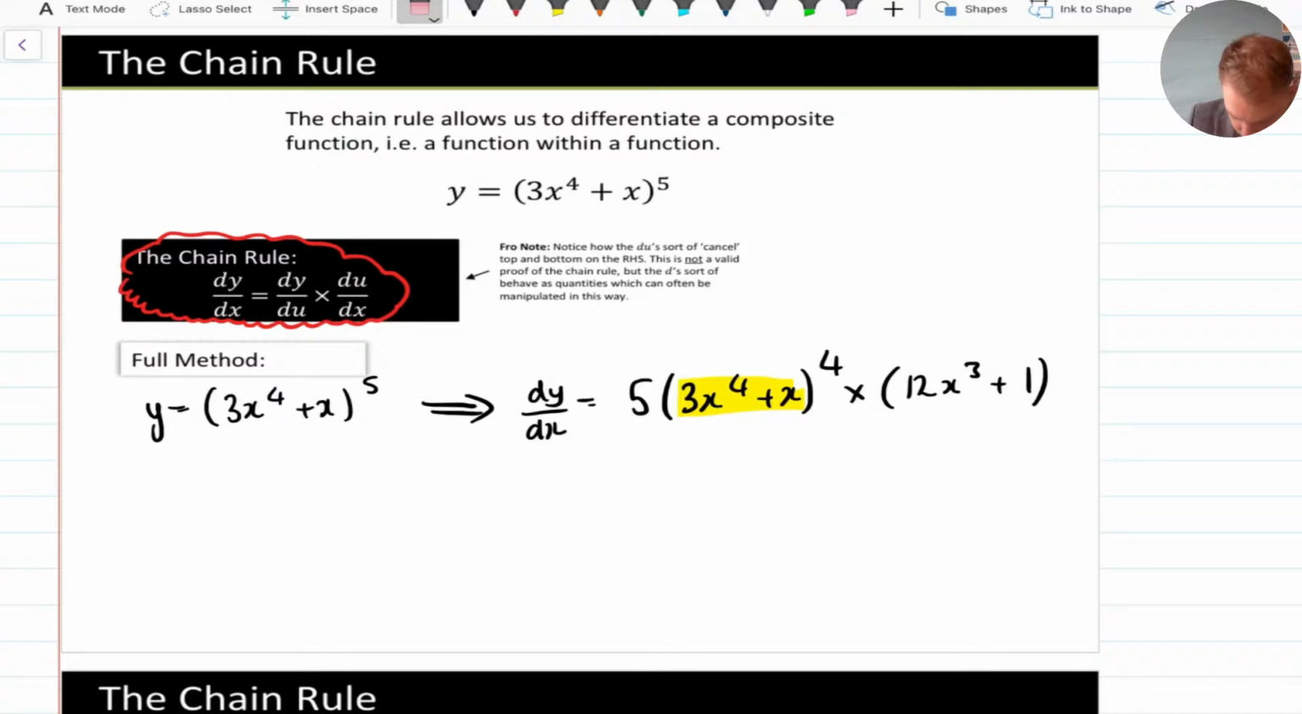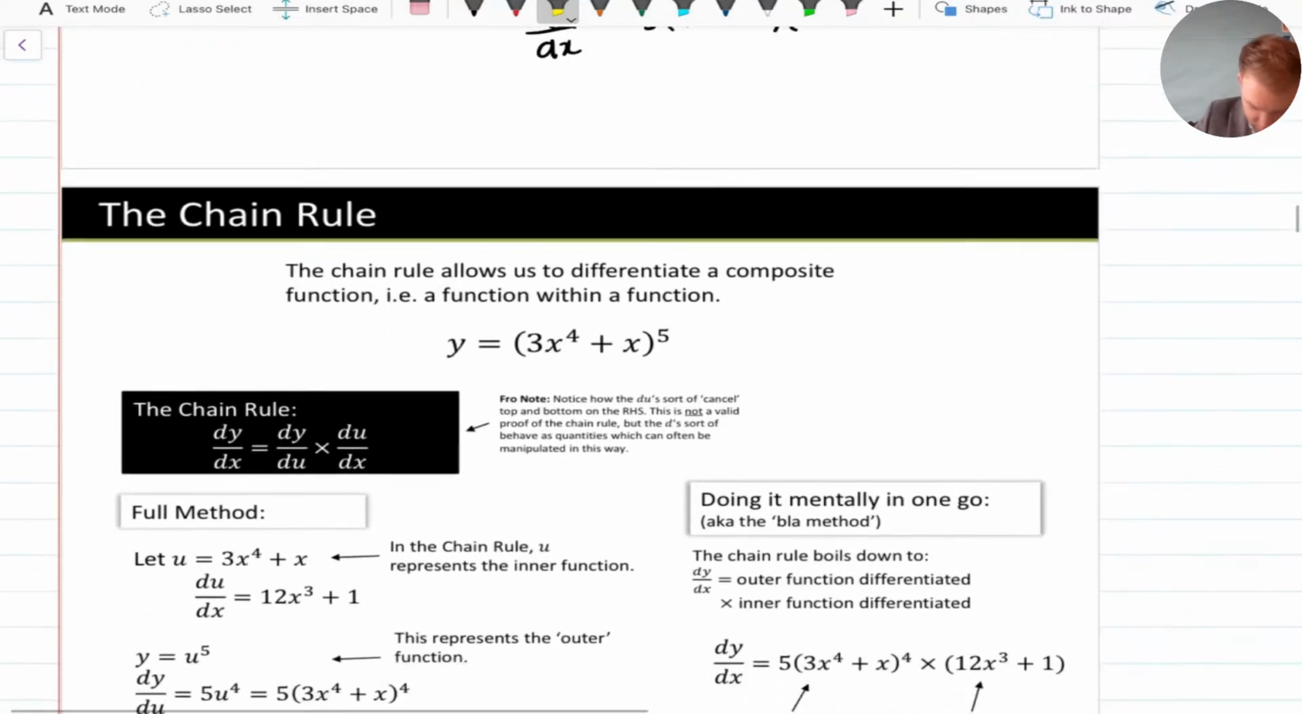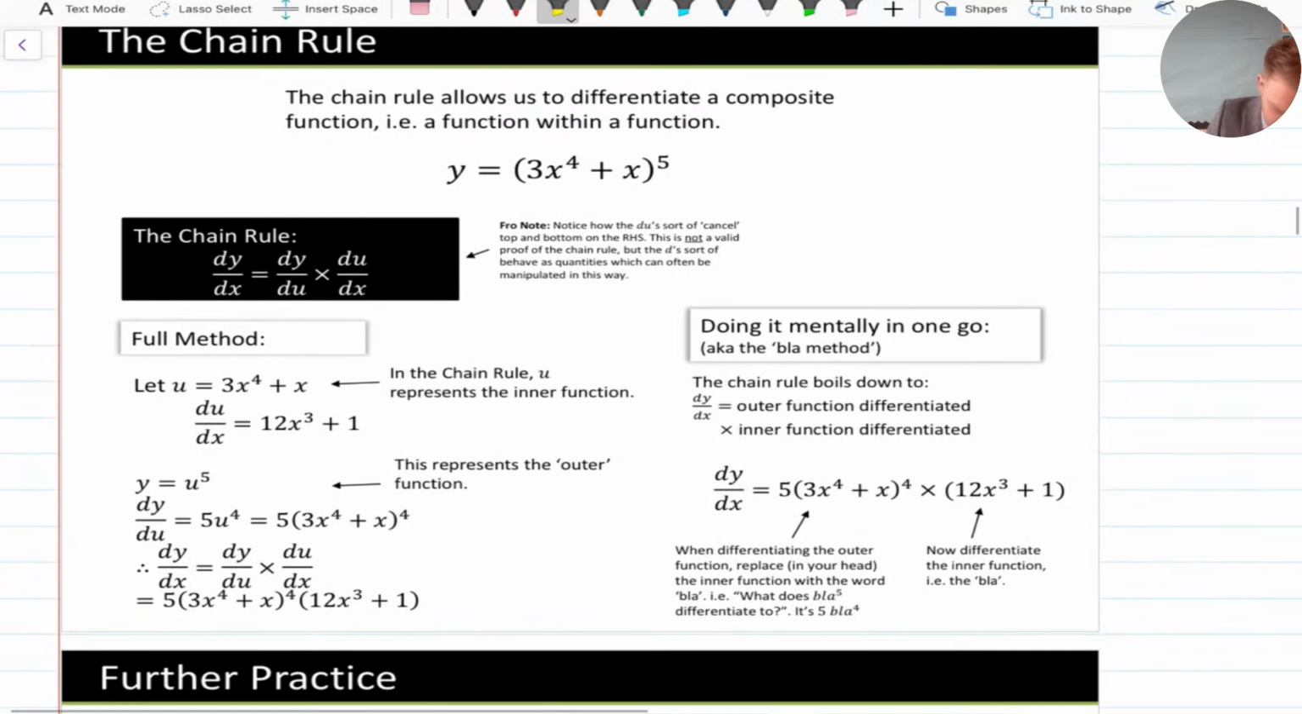Brilliant. And that's it. So you can simplify this if you want to. So dy by dx is equal to 5 times 12x to the 3 plus 1 times 3x to the 4 plus x all to the 4. So that's the differential of this one here. So we've differentiated outside, and then we differentiate inside and multiply it. That's why it's called the chain rule. It's like a chain going down. So let's have a look. There's that one there. They wrote it here.